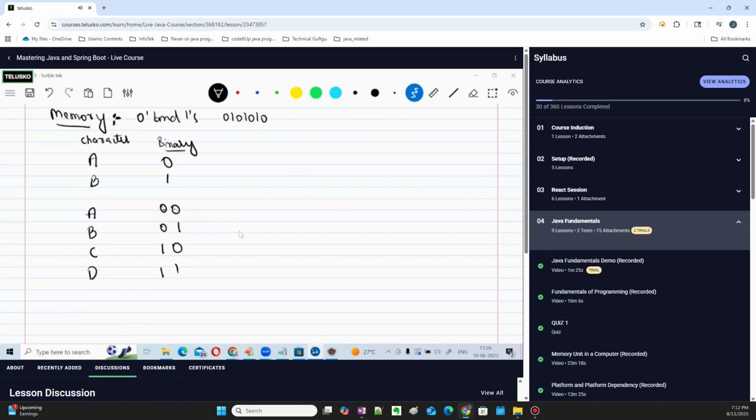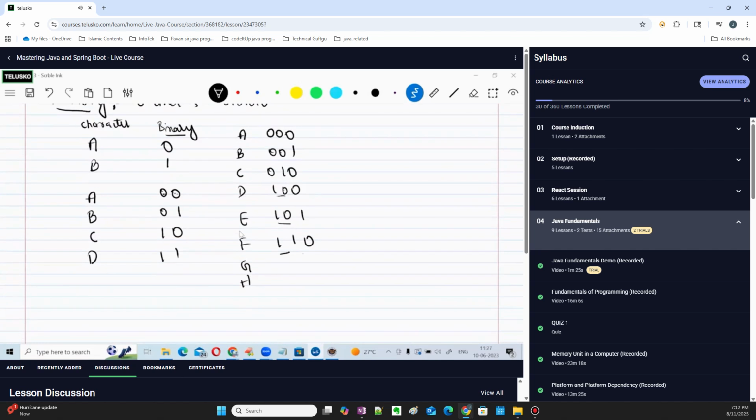Example, I have some characters A, B, C, D, E, F, G, H. Now 2 bits are not sufficient. 000, 001, 010, 011, yes or no? Then again 100, 101, 110, 111. As it goes ahead, it will keep on increasing. The number of bits increases as the number of characters increases. Fine. Please see very carefully.